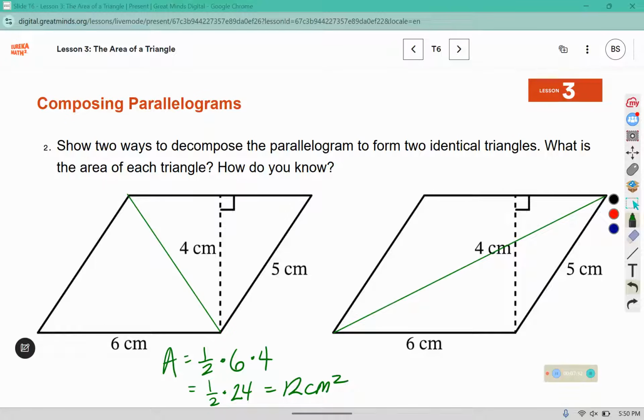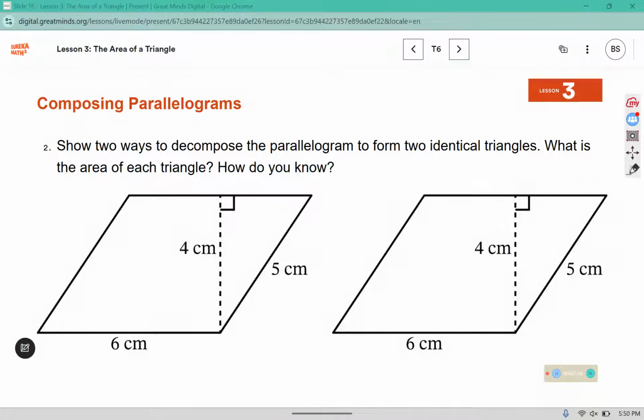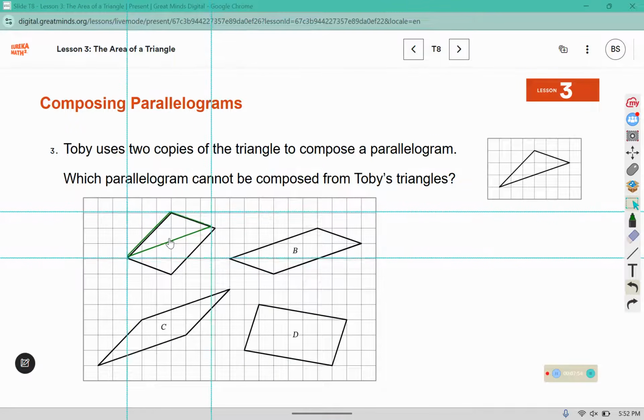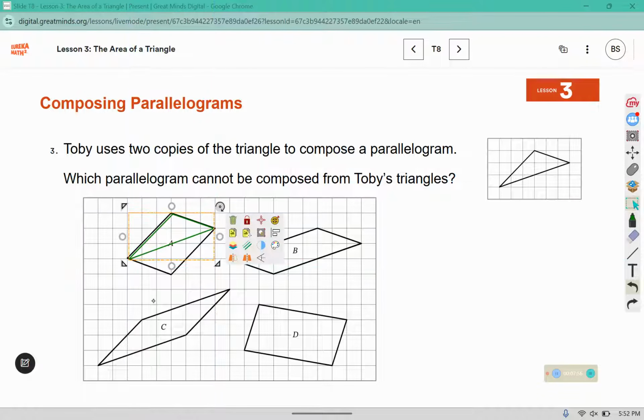That's the parallelogram's area split in half. Toby uses 2 copies of the triangle to compose a parallelogram. Which parallelogram cannot be composed from Toby's triangles? Let's see, if we take this copy and try to fit it into the parallelogram, you can see here that this is taking up half of the parallelogram.